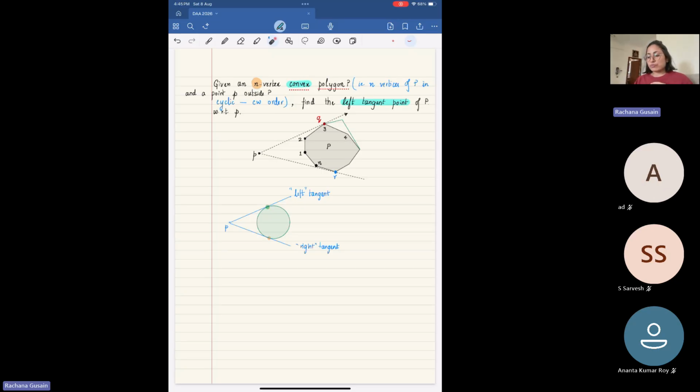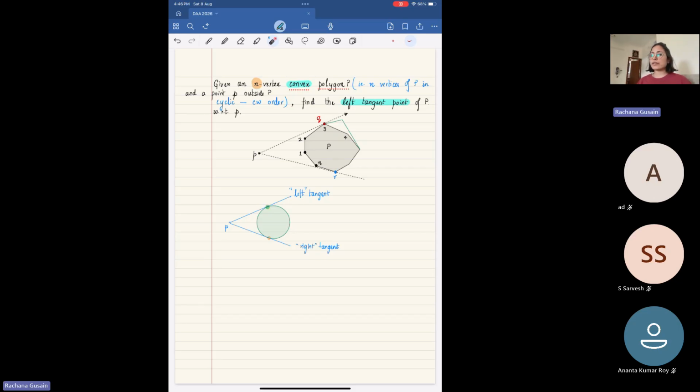For binary search, one prerequisite is that your array must be sorted. Only then can you apply binary search, right? So here also, the elements are sorted, in the sense they are given to you in this ordering. There is an ordering: 1, then 2, 3, 4. They have an ordering. So can I use this ordering and then find the left tangent point in log n time?